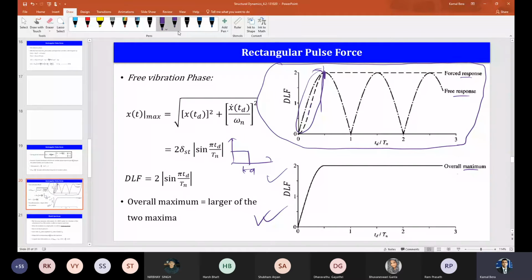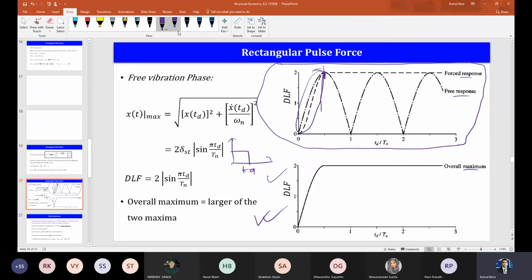This type of plot, DLF versus TD by Tn, is called the shock spectra. As I told earlier, it comes from the response spectra. A response spectrum is the maximum value of some quantity, which can be displacement, velocity or acceleration, on the y-axis, and the time period of the system on the x-axis. For pulse loading, since the pulse duration is important, the x-axis is TD by Tn versus the DLF.